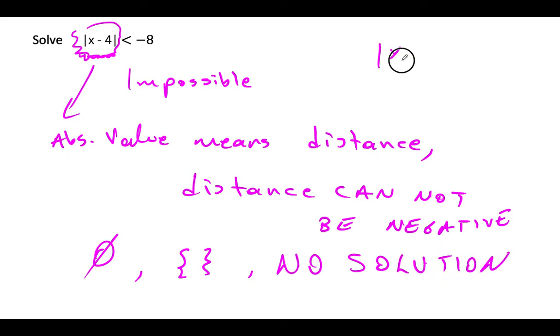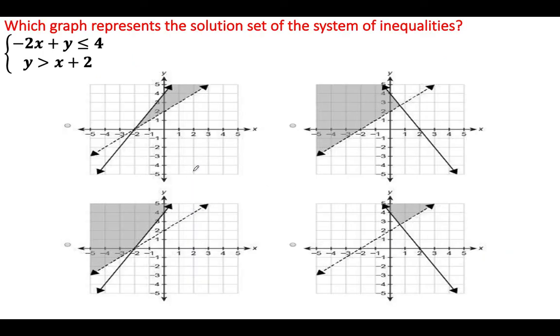You know that absolute value of x is equal to negative 4. Is it possible? No, empty set. Absolute value is always positive or 0. It cannot be negative. I hope you understood. Now let's talk about the graphs. Which graph represents the solution set of the system of inequalities?